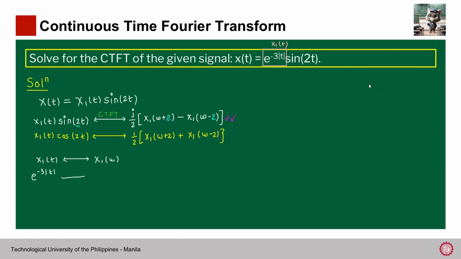This is a very well-known CTFT pair. During the live classes, guys, I mentioned that you need to memorize this one. The result of this is very important. So, we will just write it directly: that is 2 multiplied by whatever this number is, in this case 3. The sign is not included. So, this is 3.